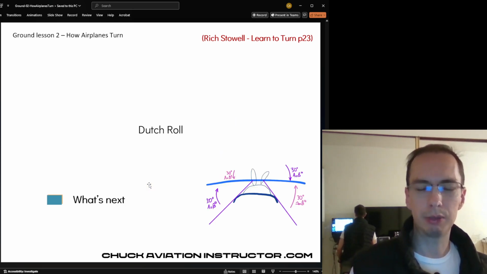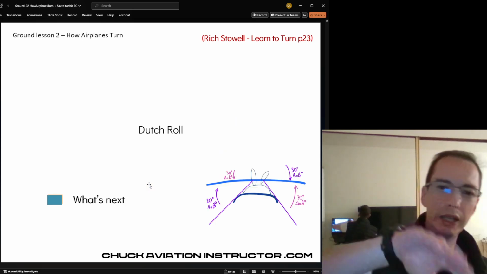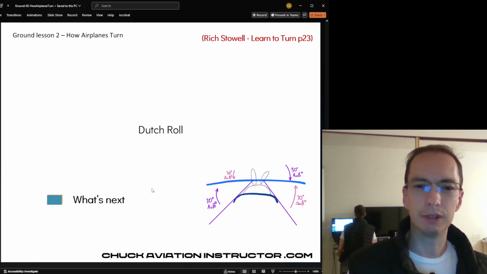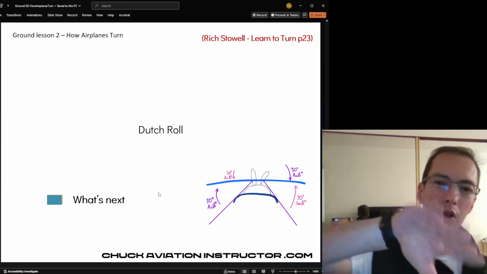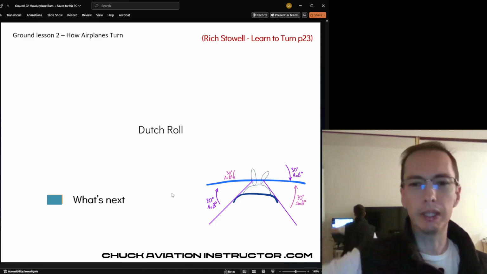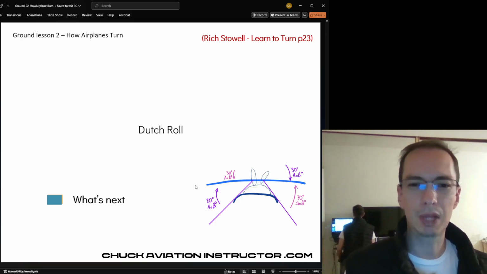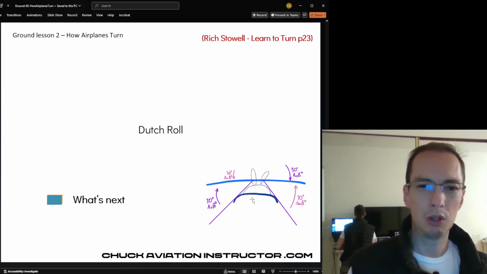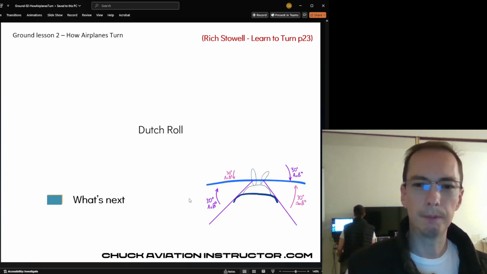The Dutch roll is a maneuver in which you practice rolling in, rolling out without stage 2, the turn itself, just stages 1 and 3. 1, 3, 1, 3, 1, 3. And if you do it, as you will see in the following video, that can help you a lot with your coordination, rudder and ailerons and rudder.